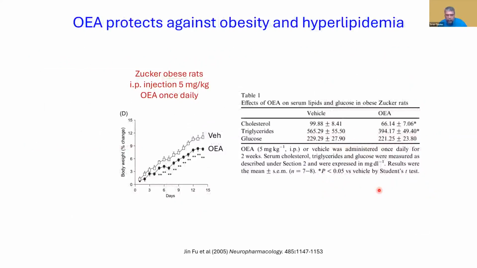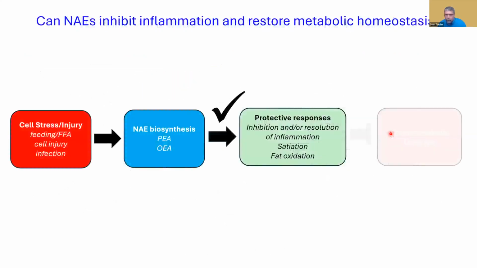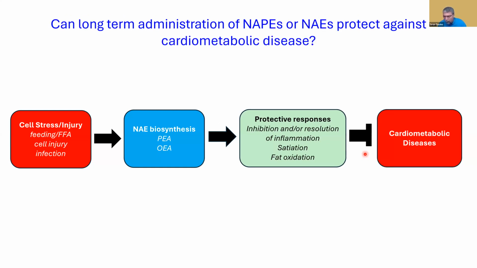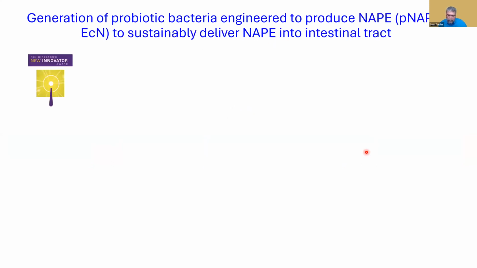Pharmacologic administration of OEA worked in obese animals, and as importantly, could also reduce cholesterol and triglyceride levels in the serum. So this strongly suggests that OEA and PEA do invoke protective responses that potentially protect against cardiometabolic disease. And this is really where my lab started to be very interested in this. And the reason why is because I had received this New Innovator Award from the NIH director.